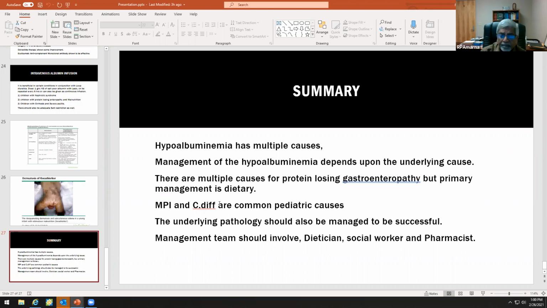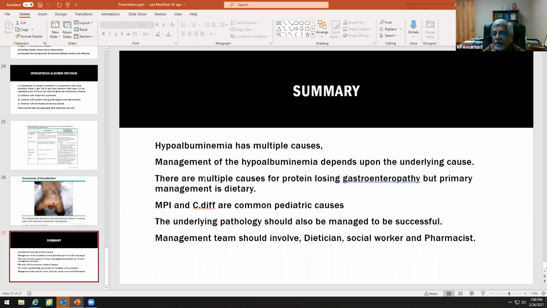And we always have to manage the underlying pathology to be successful in hypoalbuminemia management. The management should involve a dietitian, social worker, and the active involvement of a pharmacist, along with the physician. All right. Good. That's all I had to say.